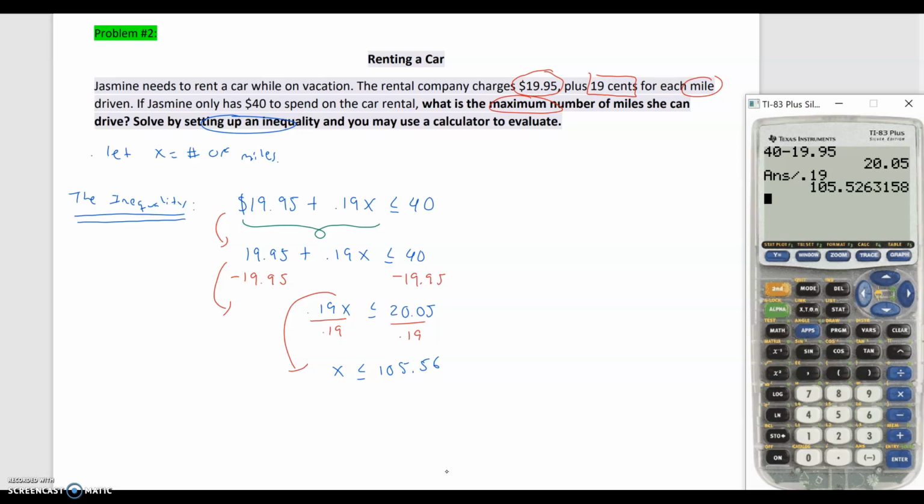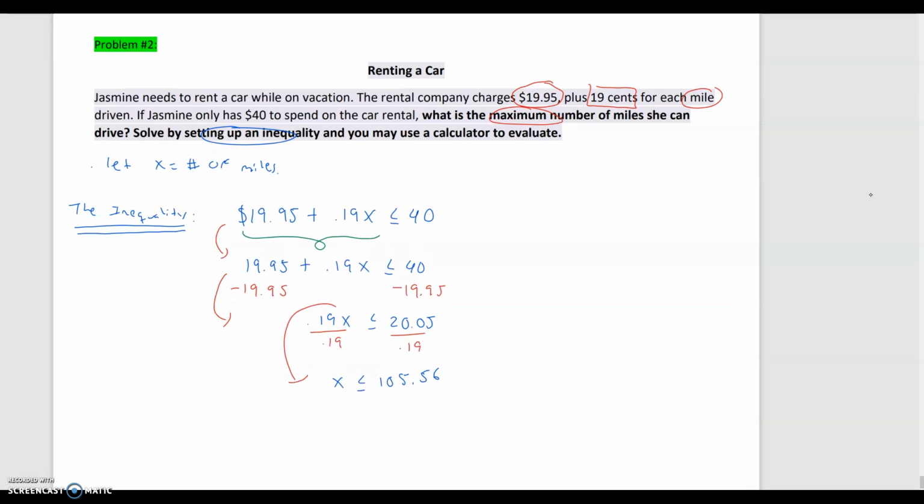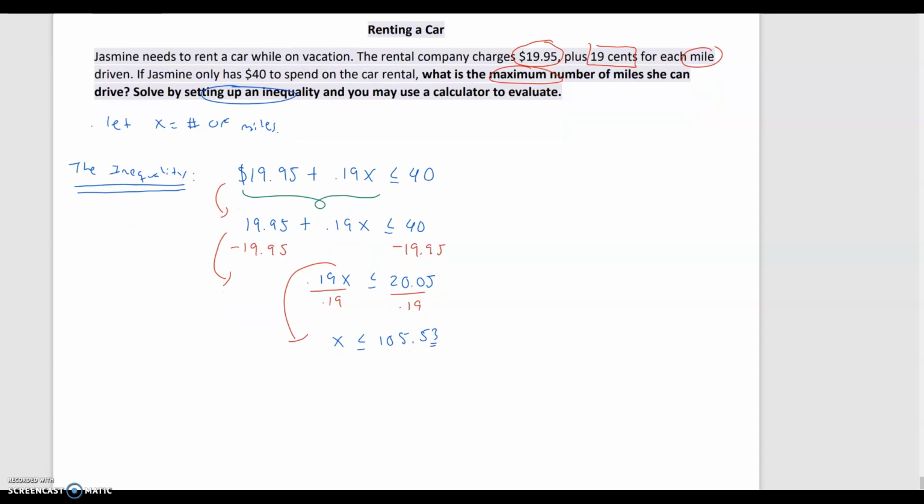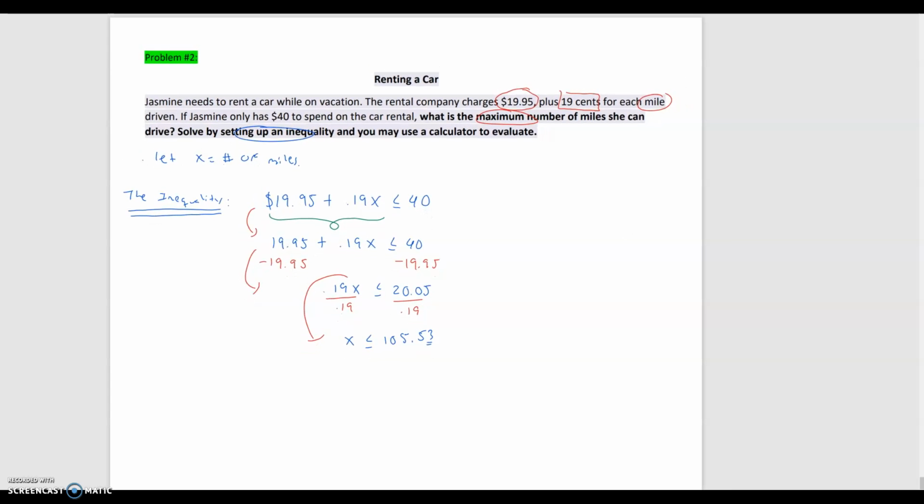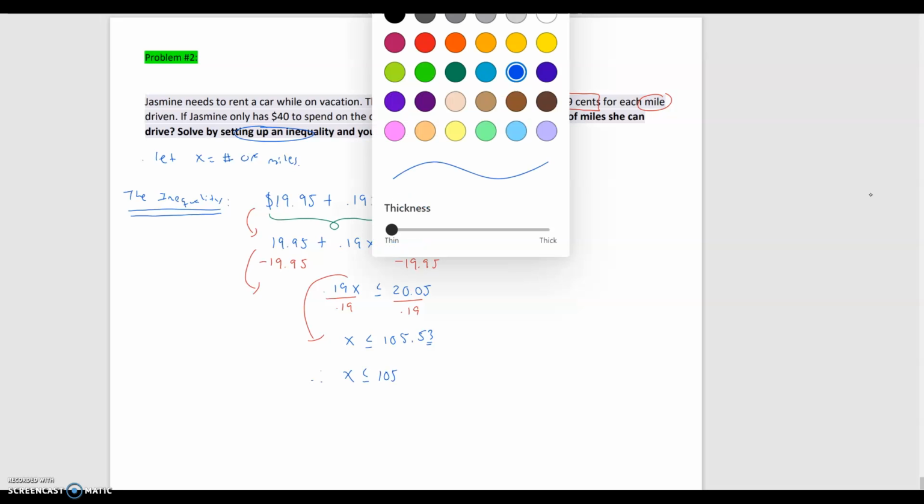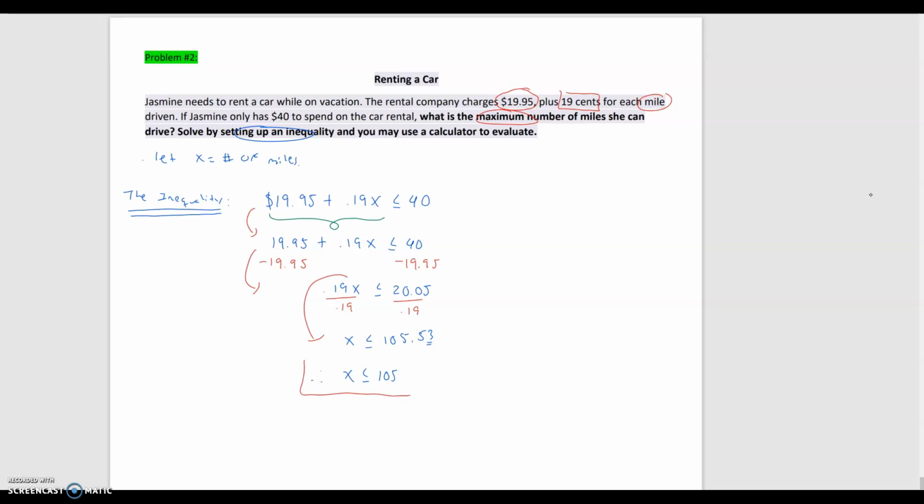Let me double check. 105.56, so I'll leave it as 105.53. Now, the actual problem says that they cannot go past the value of $40. So typically we would have said, okay, rounding this to the nearest mile, that would be 106. But in this case, rounding to 106 is going to exceed the $40. So we would say in this situation that x has to be less than or equal to 105 to not exceed the amount of miles.